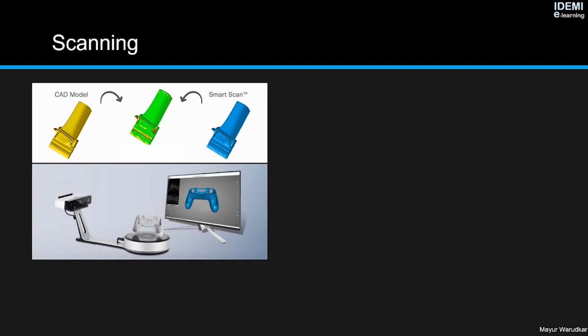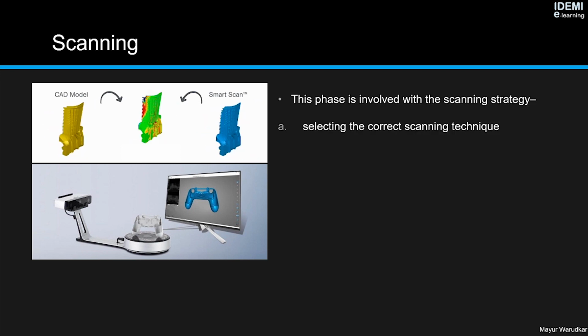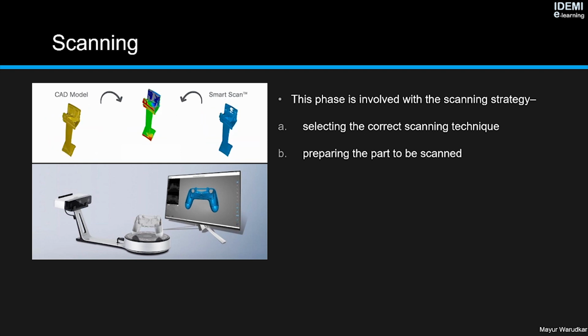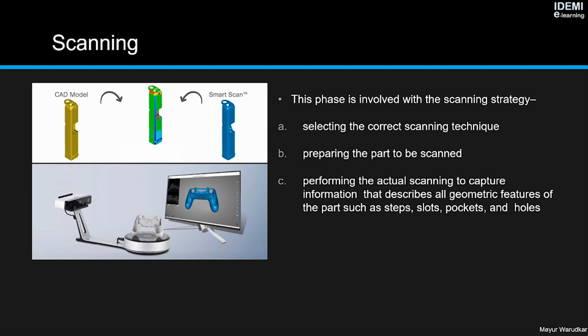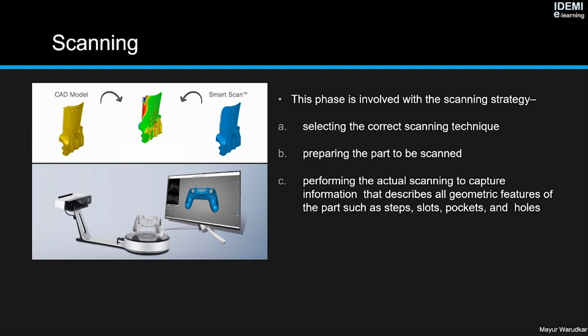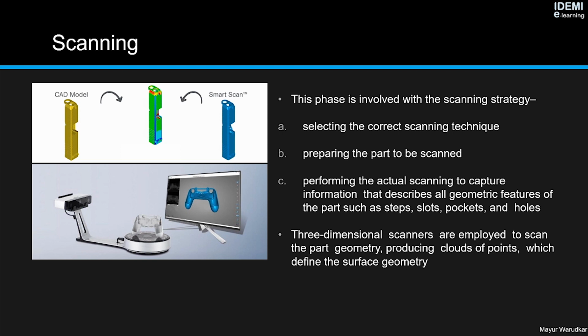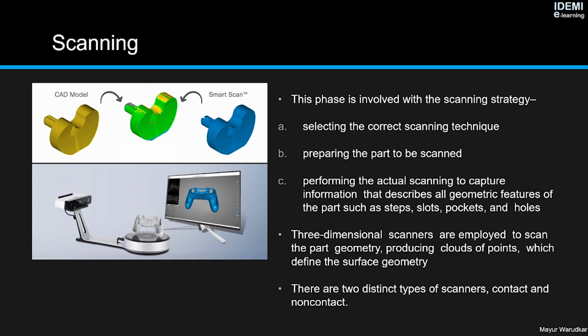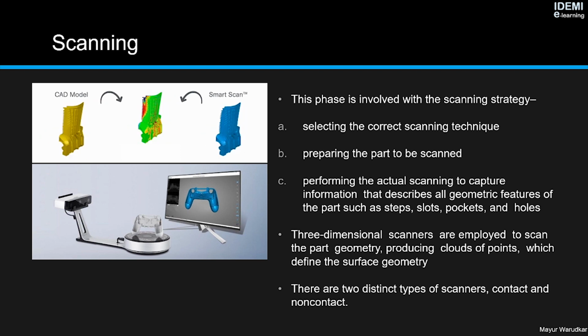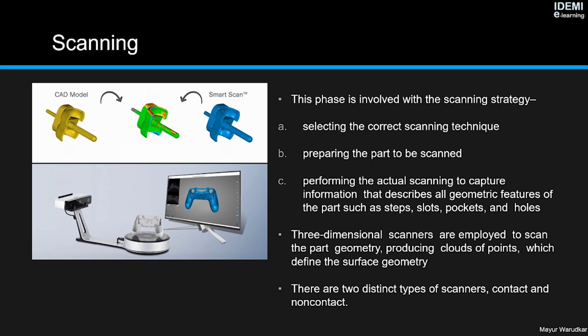This phase is involved with the scanning strategy, selecting the correct scanning technique, preparing the part to be scanned, and performing the actual scanning to capture information that describes all geometric features of the part such as steps, slots, pockets, and holes. Three-dimensional scanners are employed to scan the part geometry, producing clouds of points, which define the surface geometry. These scanning devices are available as dedicated tools or as add-ons to existing computer numerically controlled (CNC) machine tools.